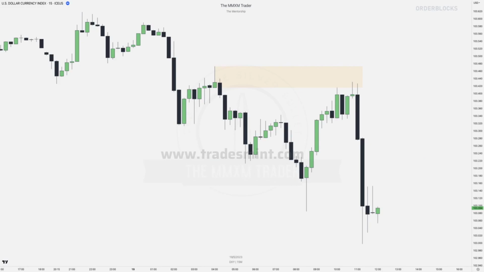Now, let's talk about inducement order blocks, which is this over here, right? We have this rejection candle, right? Long wick on the top. So a bearish reversal candle. Now, why is this an inducement order block?